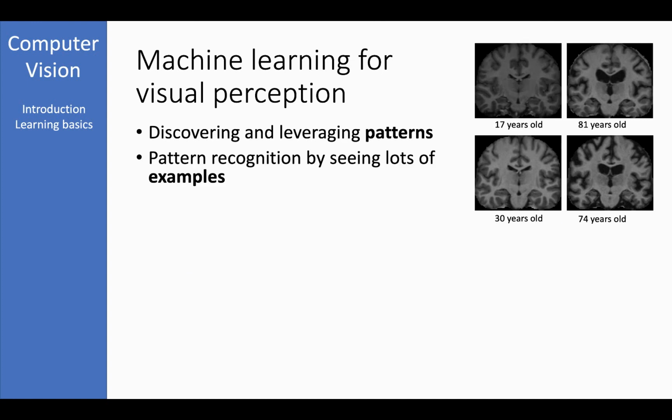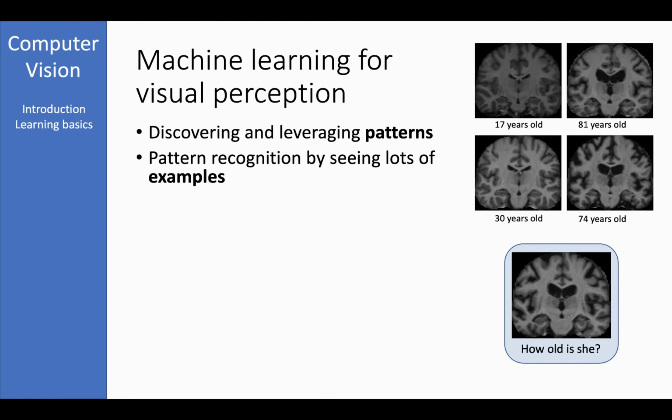So it's like discovering and leveraging patterns. And we do this by really showing lots of examples to the algorithms. So we show the algorithms lots of examples, for instance, of the brain images that are taken from young people and old people. And we tell the algorithm that this is the brain of an old person, this is the brain of a young person for each of these examples.